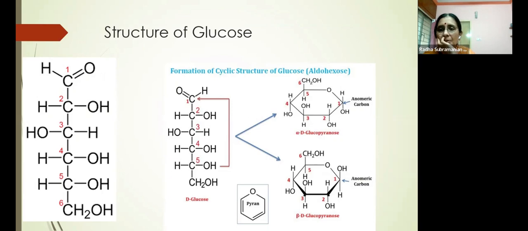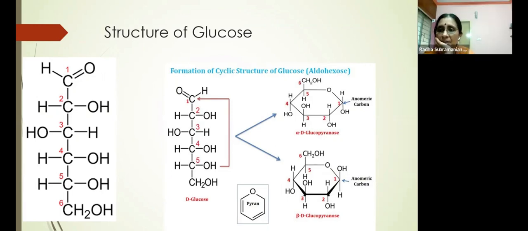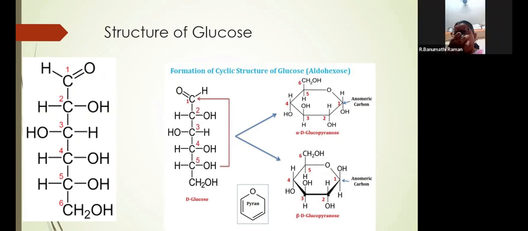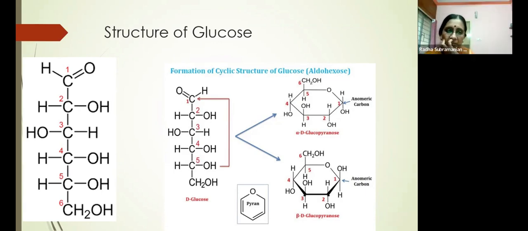What does the D stand for? Anybody? Dextrorotatory. No, ma'am, the capital D doesn't stand for dextrorotatory. The positive sign stands for dextrorotatory. The capital D represents the configuration of the molecule, ma'am. It represents the fifth carbon containing the OH group on the right side. Correct, sir. Very good, sir.